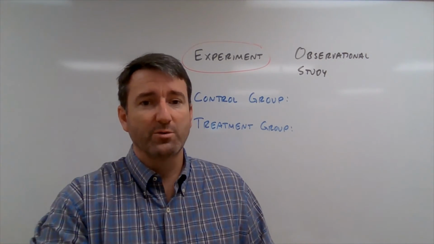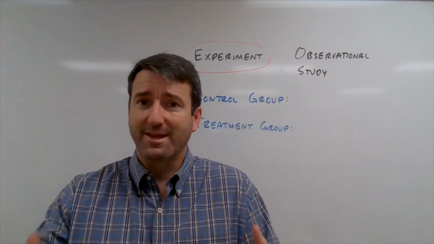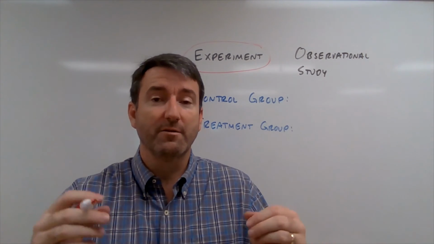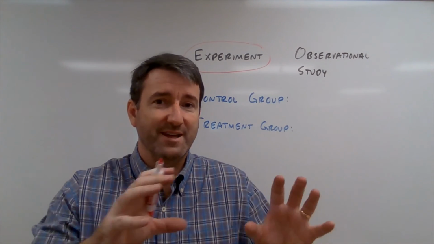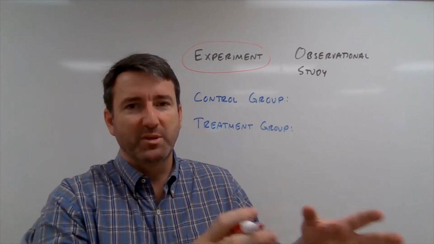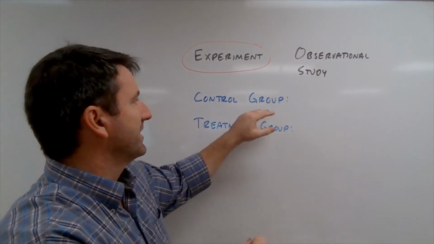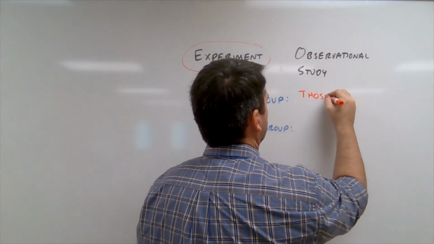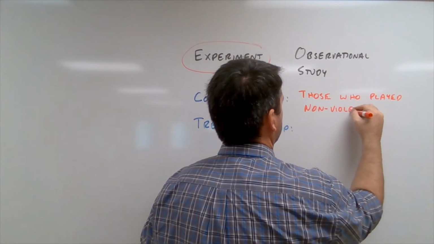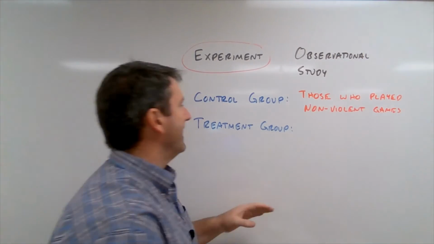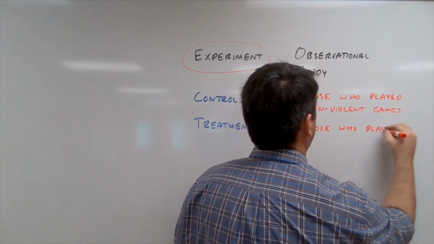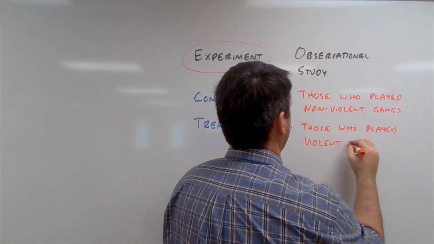And so now we need to describe the control group and the treatment group here. So the treatment here, and you might not think of this as a treatment in the traditional sense, but the treatment that is happening here is violent video games. That's what we're trying to determine, the effect of violent video games on behavior. And so the treatment that's being applied is the playing of violent video games. So the control group is going to be those who played the non-violent games. And the treatment group is going to be the group of students who played the violent games.